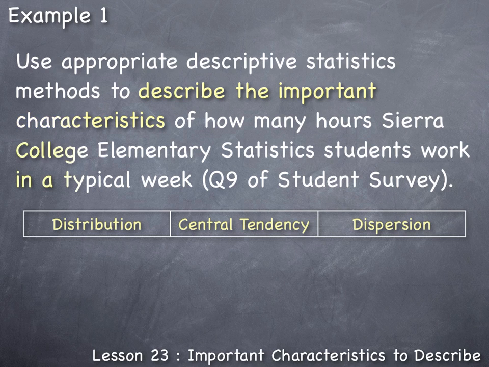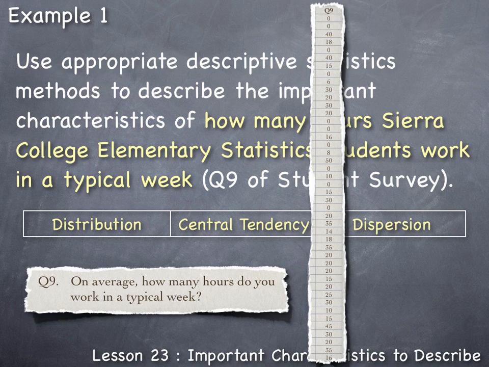So the data in this example is how many hours Sierra College elementary statistics students work in a typical week. This data was collected through question 9 of the student survey, where the question asked, on average, how many hours do you work in a typical week? The data here is clearly quantitative. So we can use our TI-84 calculator to help us get our descriptive statistics.